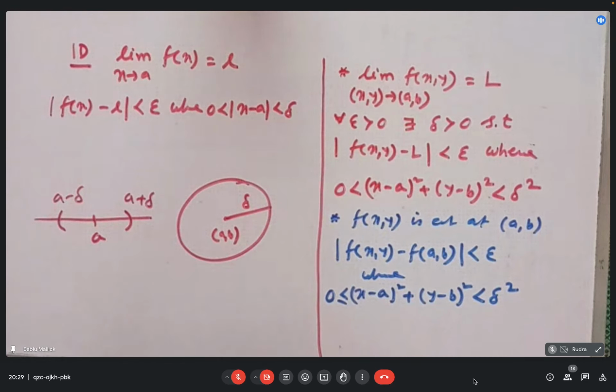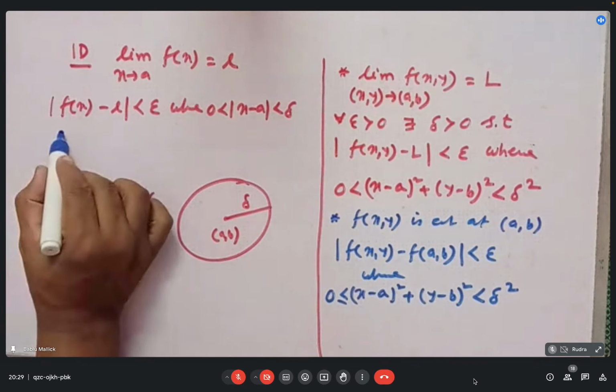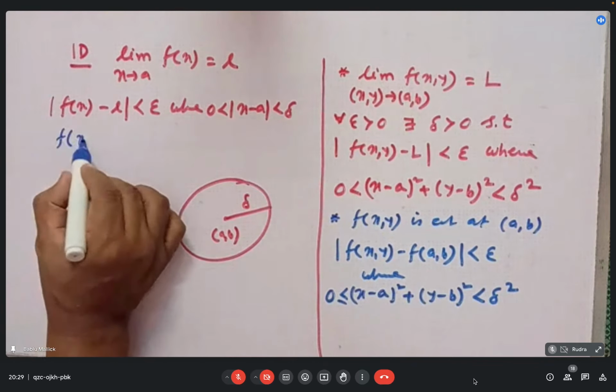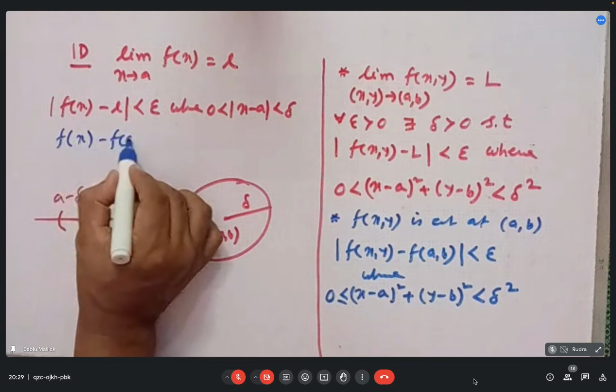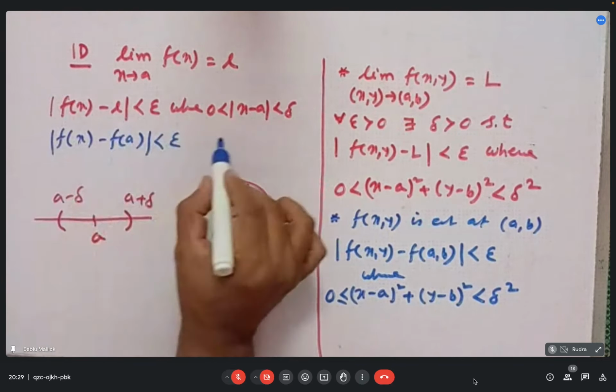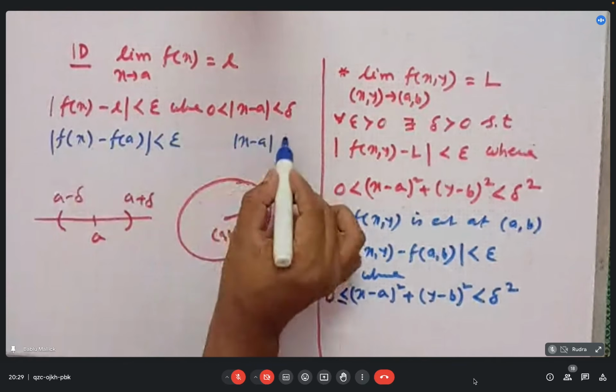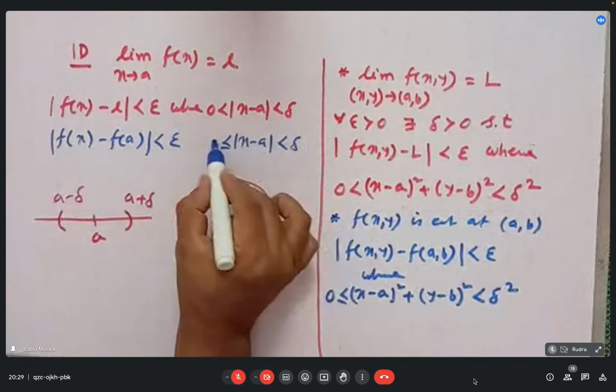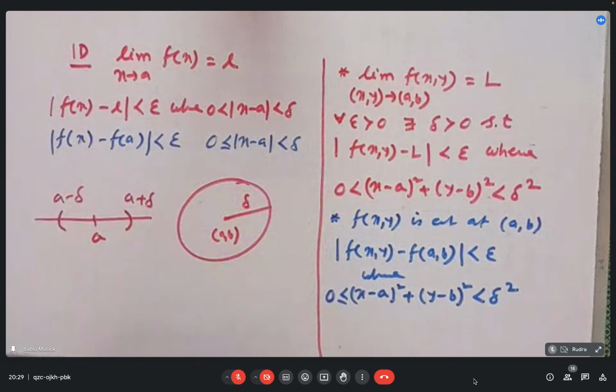We have done the same thing in one dimension. f(x) is continuous at a point means |f(x) − f(a)| is less than epsilon whenever |x − a| is less than delta, where delta is greater than 0.